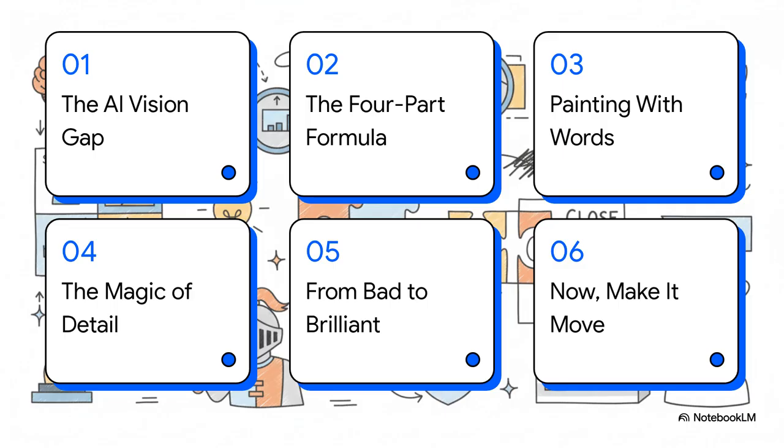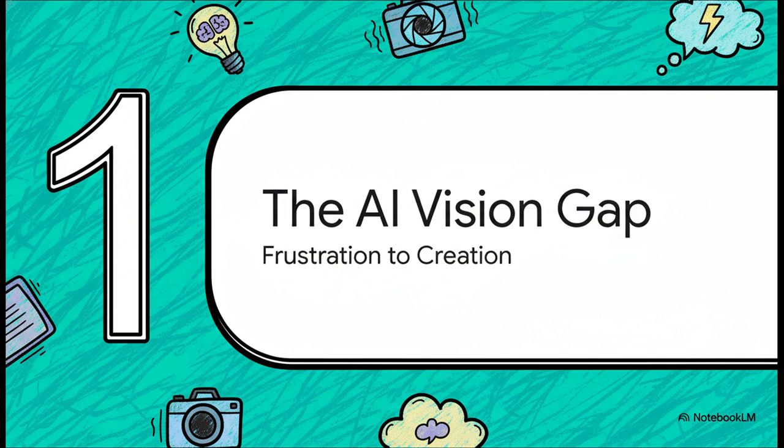We'll start with the AI vision gap. Then I'll walk you through a powerful 4-part formula. We'll be painting with words, finding the magic in the details, see how to go from bad to brilliant, and then even learn how to make it move. Okay, let's dive into section 1.